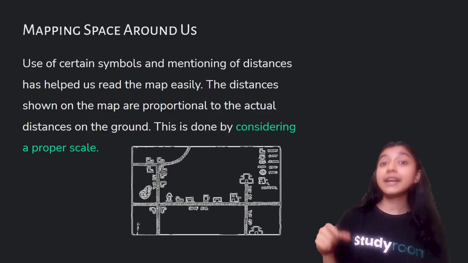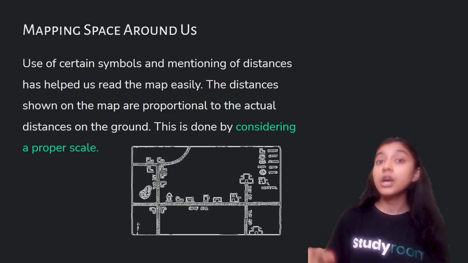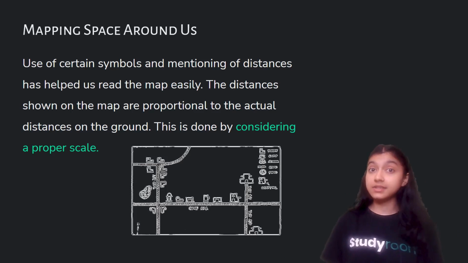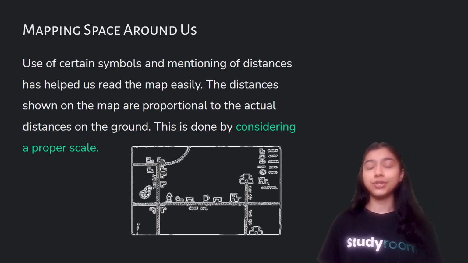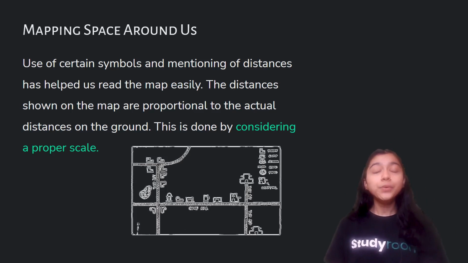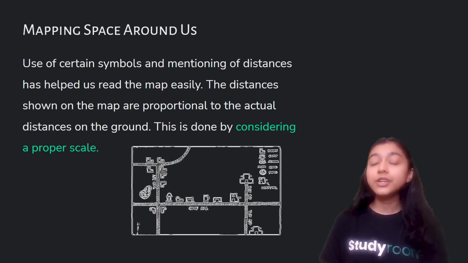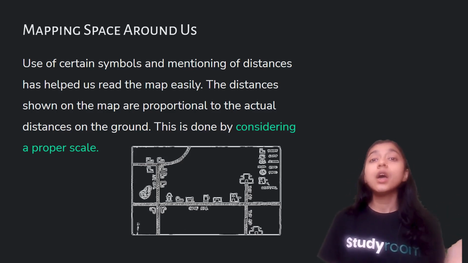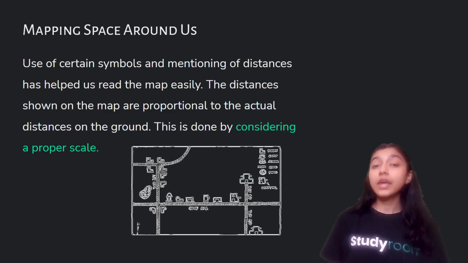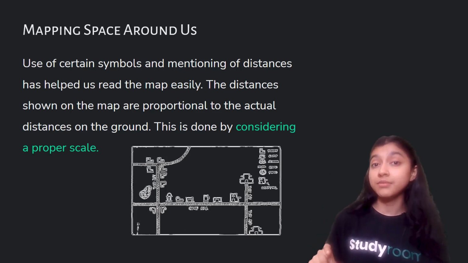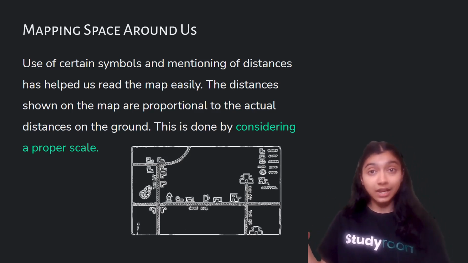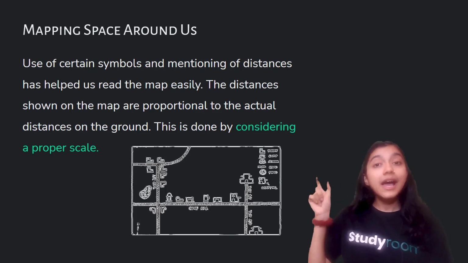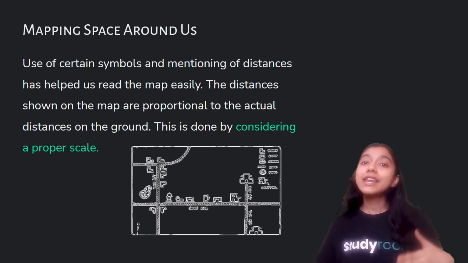Now, this distance that I have mentioned, that is 2 centimeters on the map, should be proportional to the actual distance in real life between the hut and the tree. And this can be done using a proper and suitable scale. Now let me explain what this actually is. Let's say the actual distance between the hut and the tree is 1 kilometer. In the map, I am mentioning that the distance between the hut and tree is 2 centimeters. So, I have to mention a proper scale, that 2 centimeters on the map actually means 1 kilometer in real life.